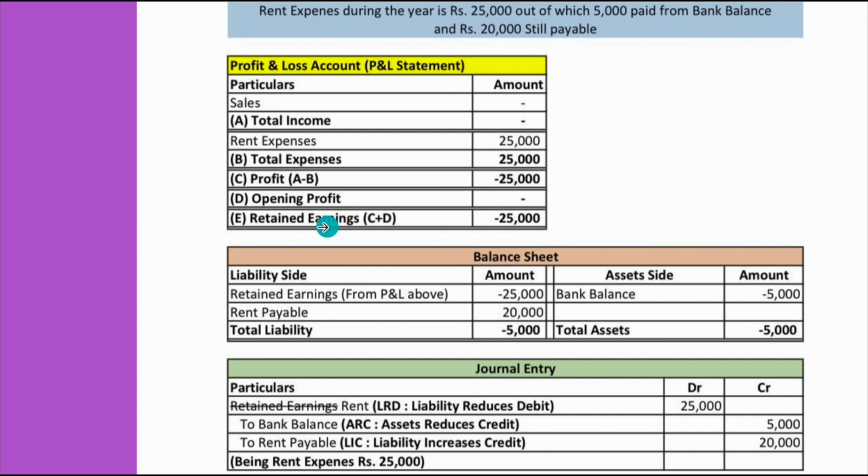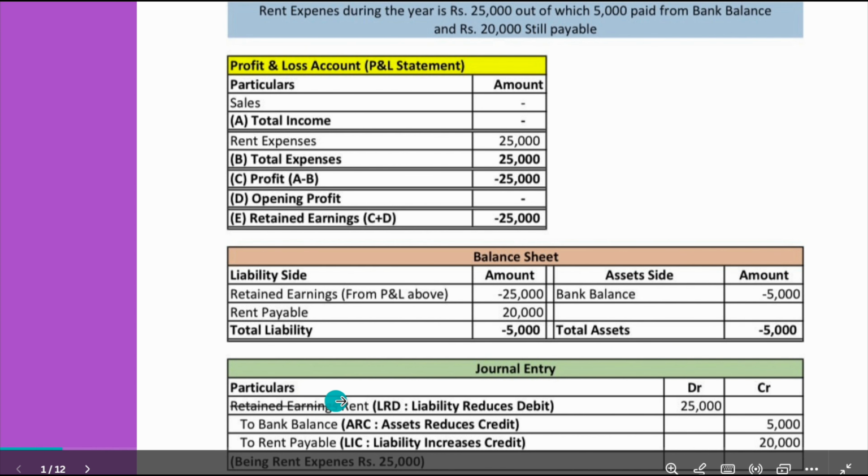Opening profit is 0, so retained earning is minus 25,000, which will appear on the balance sheet liability side as minus 25,000. Out of which bank balance has reduced to the extent of 5,000, as 5,000 is paid from the bank balance, so minus 5,000 here. And the balance 20,000 is still not yet paid, so it will appear on the balance sheet liability side as rent payable, rupees 20,000. So total liability minus 5,000, total assets minus 5,000, and your balance sheet tallies.